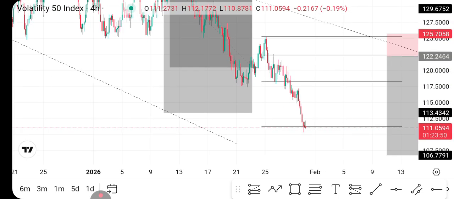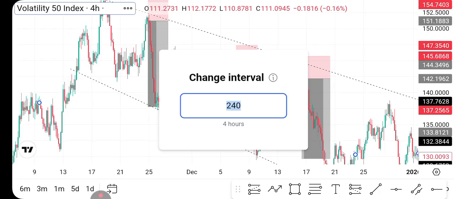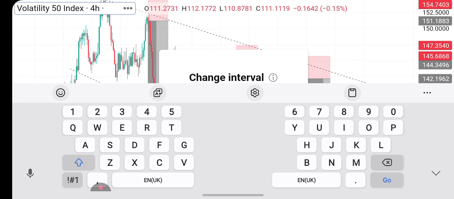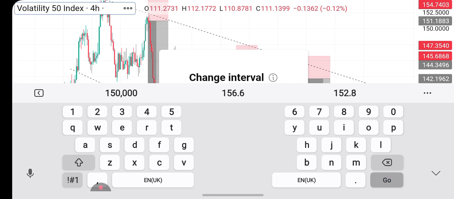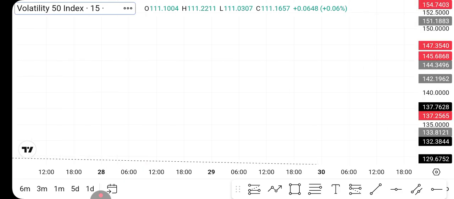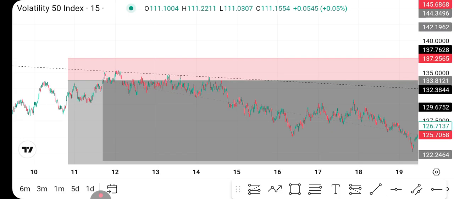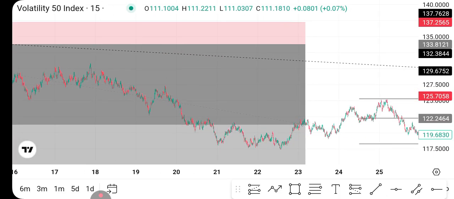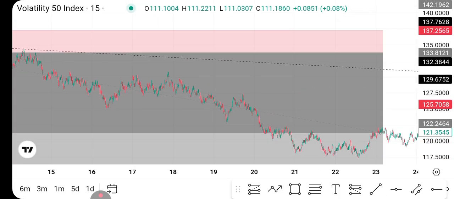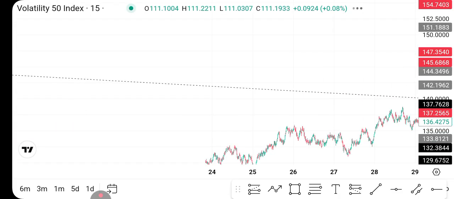So basically we have this. Now let's go to 10 minutes. You can use 10 or 15 minutes actually. Let's use 15 minutes. Now you see what I'm talking about. You would have taken many little trades from here. But let's go back to the beginning and see for ourselves.